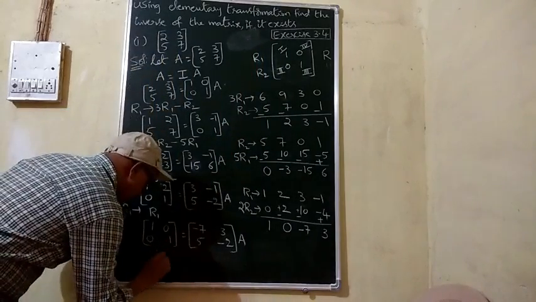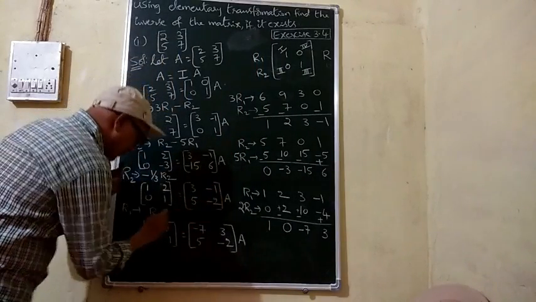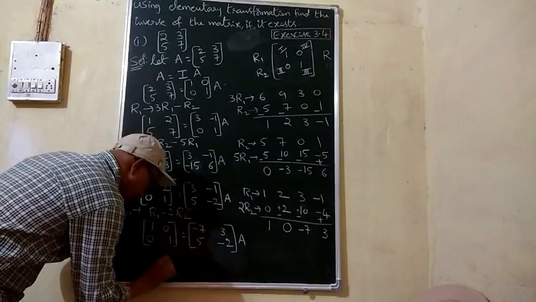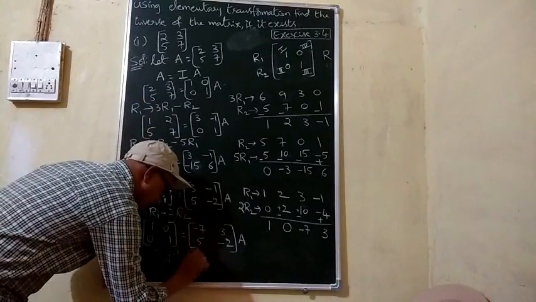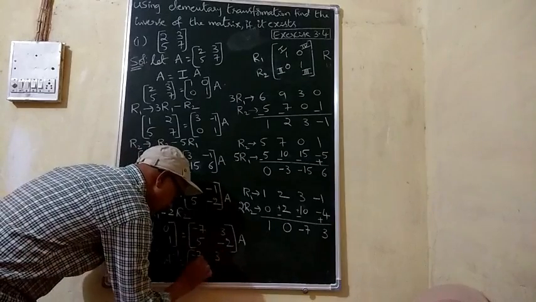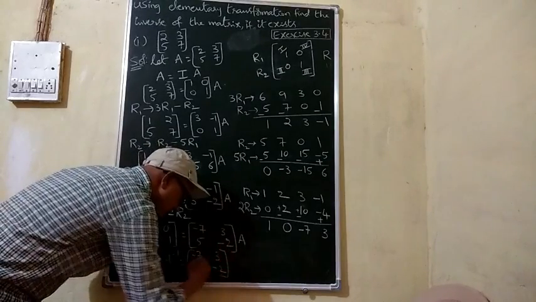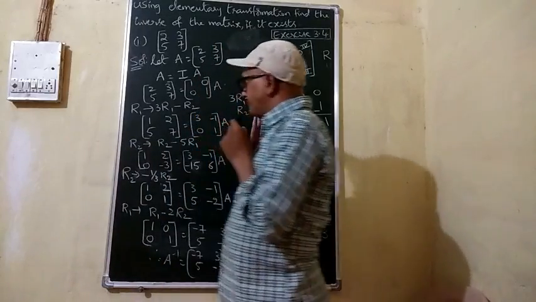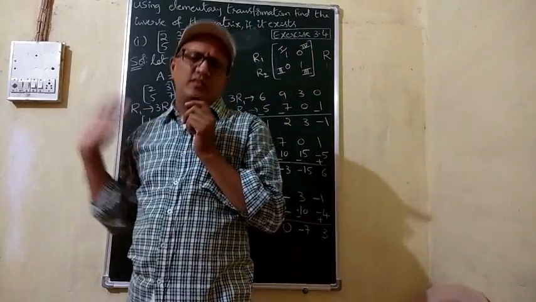Right? Therefore, which operation we did? R1 minus 2R2. Therefore, A inverse equals minus 7, 3, 5, minus 2. This is the thing. Operations fixed.